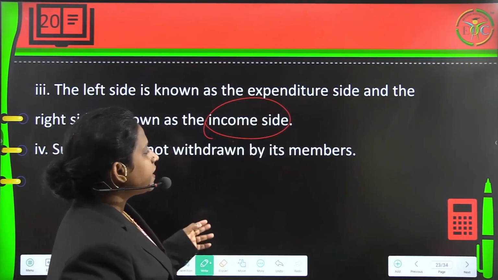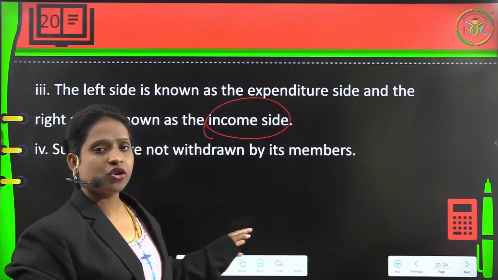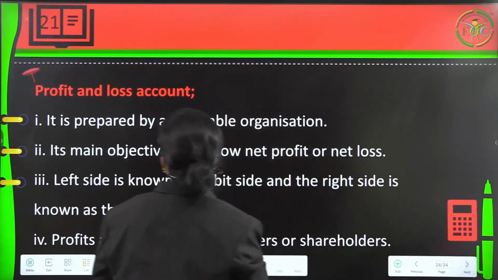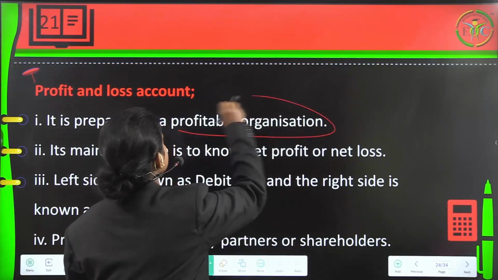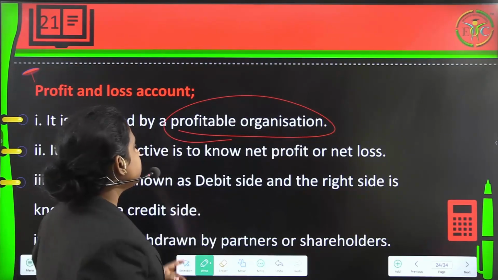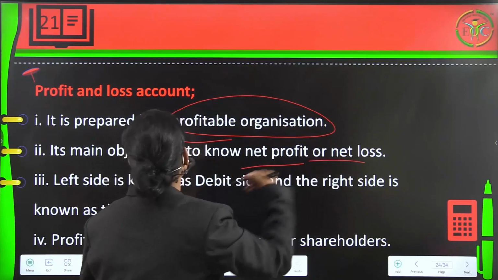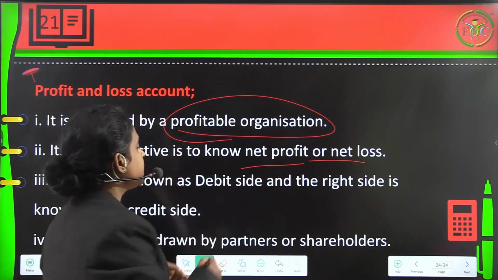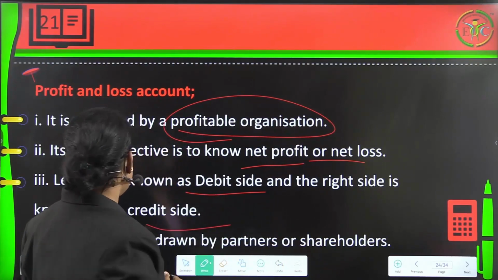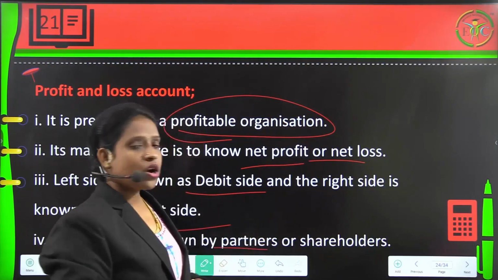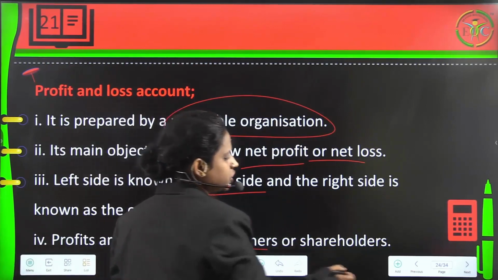Surplus is not withdrawn by its members. Whatever surplus they incur will not be withdrawn by the members. Then the profit and loss account is prepared by a profitable organization. The profit and loss account will always be prepared by a profitable organization. Its main objective is to know net profit or net loss. The left side is known as the debit side and the right side is known as the credit side. Profits are withdrawn by partners or shareholders.